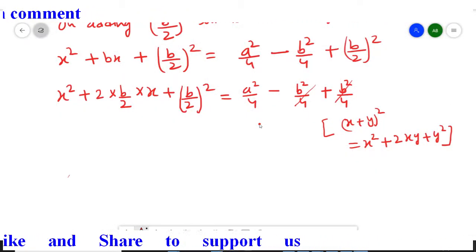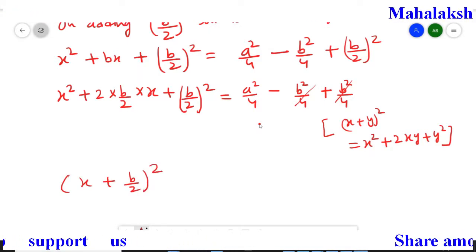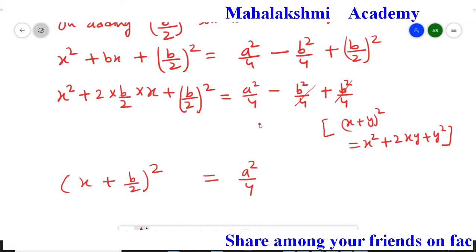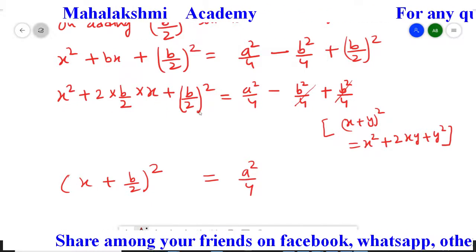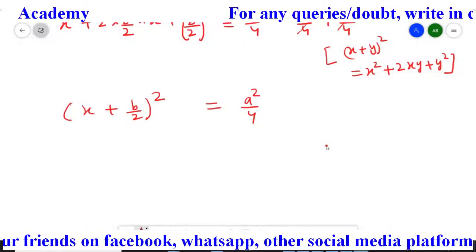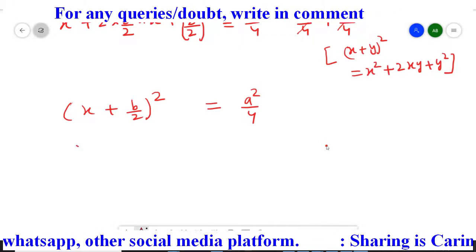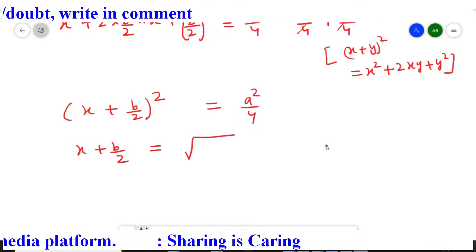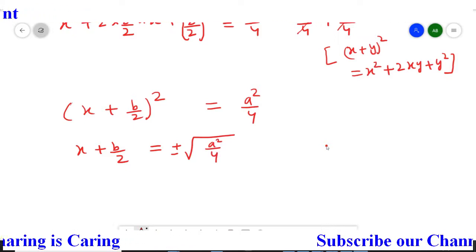So in the next step we are going to get: the left hand side is in the form of (x plus b upon 2) whole square, and on the right side we obtain only a square upon 4, because I already explained it is in the form of x square plus 2xy plus y square. Now we want only x, so we don't want the square, so we will take the square root on both sides. So we will get x plus b upon 2 is equal to plus minus square root of a square upon 4.